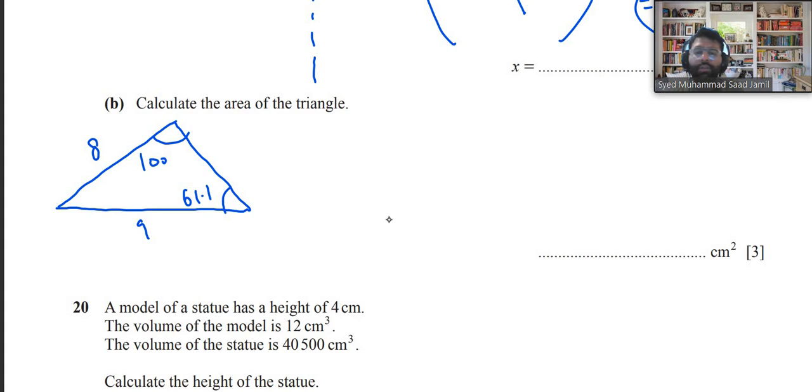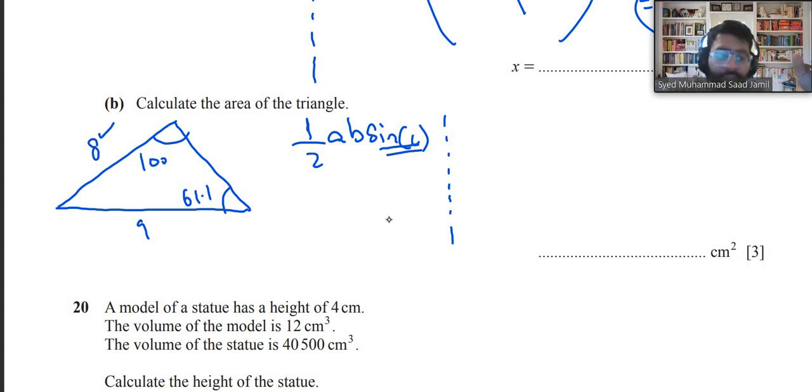109.8. Look, area of triangle is half AB sine C. Now, look, you cannot use 9 or 8 because you need to use an angle. We cannot use the angle 61.1 because you already have the length. You cannot use any angle if you're using its opposite length. For example, I cannot use 61.1 because I will be using 8. I cannot even use the angle 100 because I will be using 9. So I will use this angle.